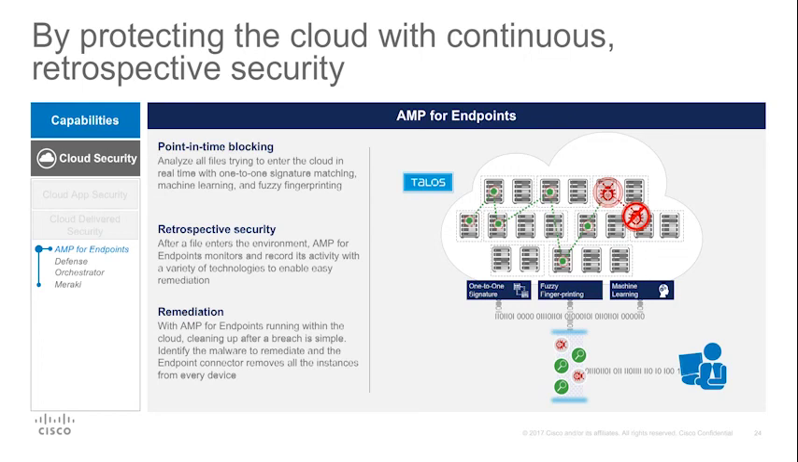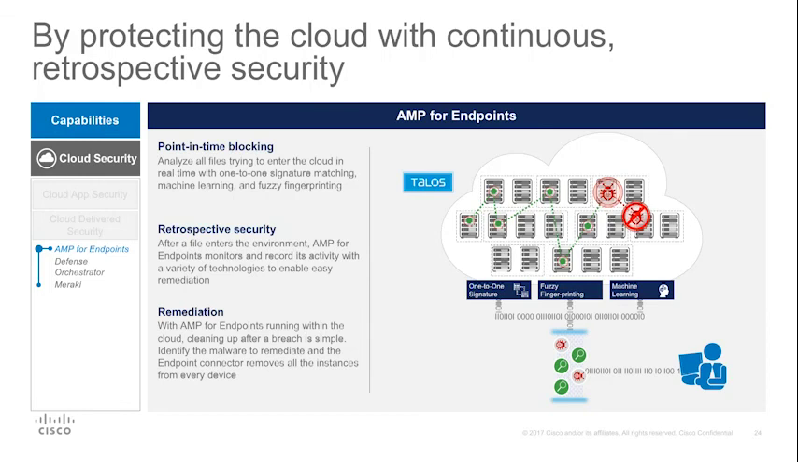AMP for Endpoints really shines with its retrospective security capabilities. It provides deep visibility into the activity and behavior of files in an environment, enabling security personnel to rapidly respond and contain a breach with just a few clicks. With AMP for Endpoints constantly searching for indications of compromise, it will find malware moving among cloud deployments by identifying problematic or abnormal behavior rather than by file type.